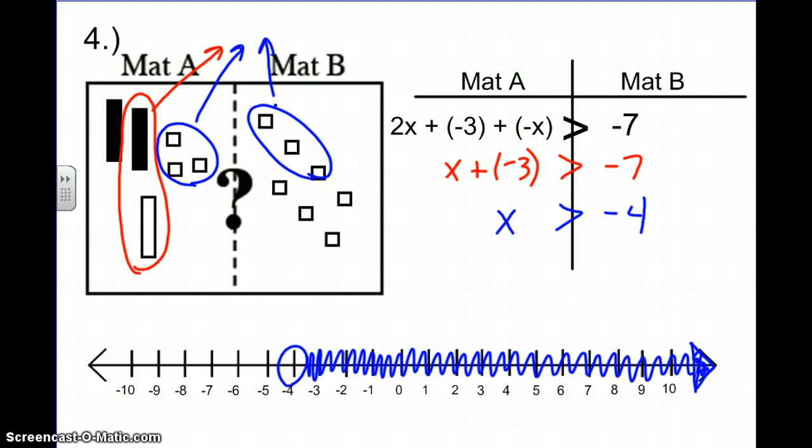I would encourage you, if you still have any questions about any of these problems, rewind the video and go back and look at any of the questions you still see, review the legal moves that were made, and look at the objective of each problem, trying to find the values for x that make mat A either greater or less than mat B, depending on the situation.